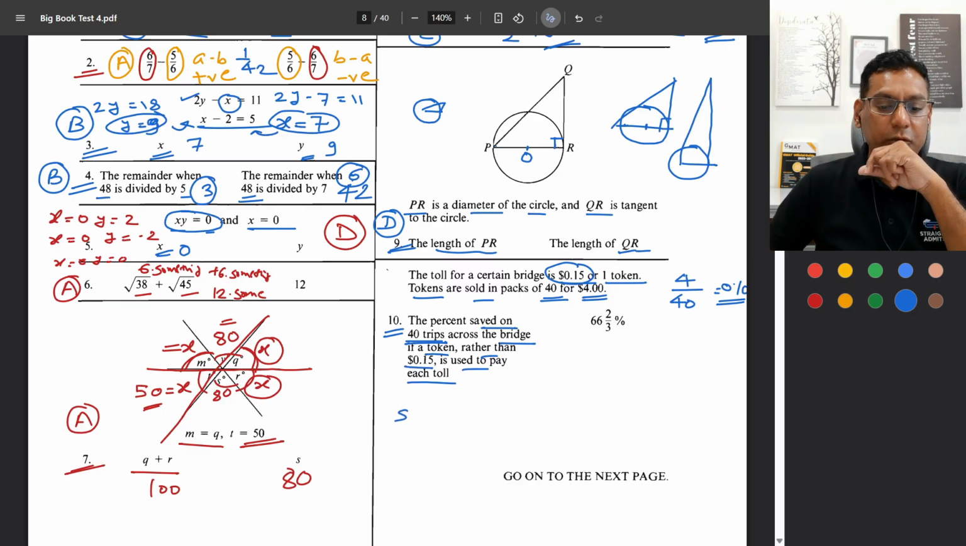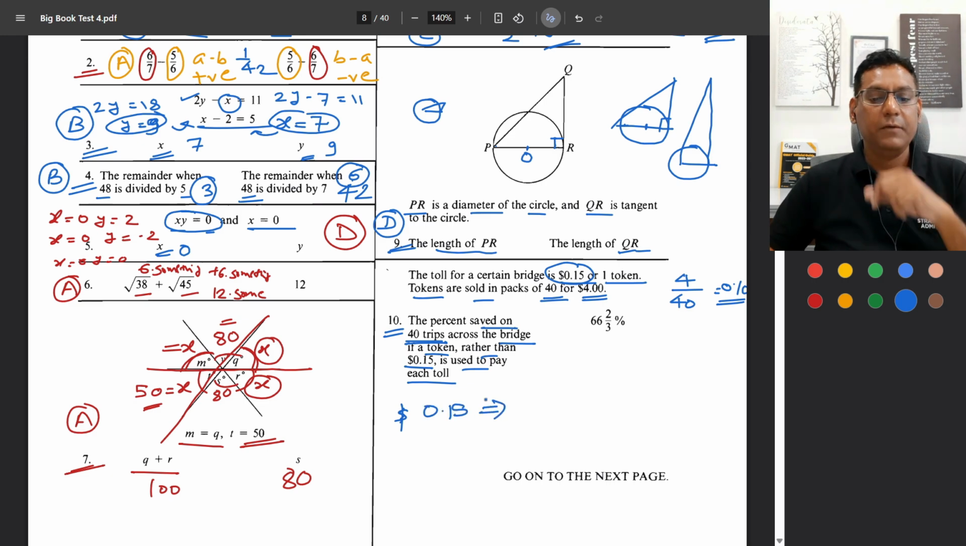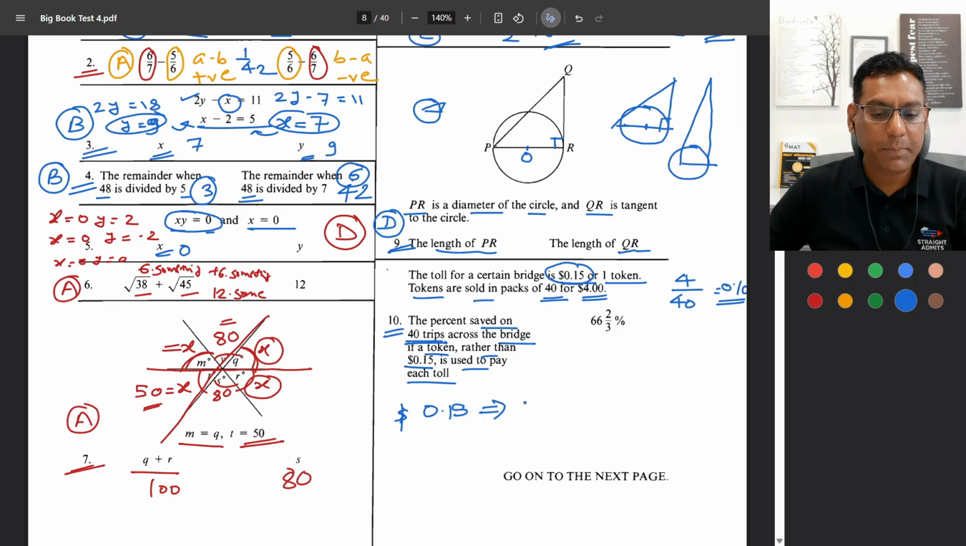Okay. So if I use, sorry, not dollars, 15 cents. If I use 15 cents, how much do I pay? I pay 15 into 40 trips, right? So that is $6 is what I end up spending.